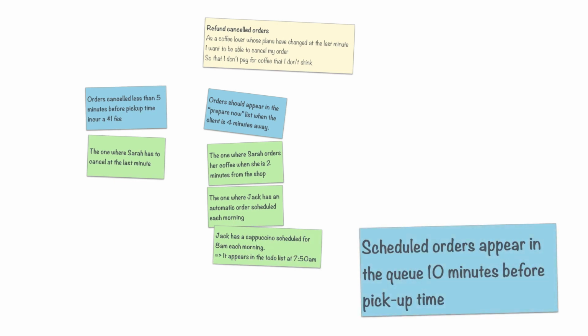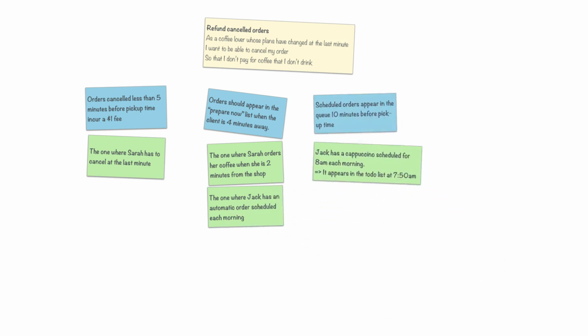And sometimes we discover new rules that we hadn't initially thought of. For example, the rule about scheduled orders. We hadn't thought about that before. Scheduled orders should appear in the queue 10 minutes before pickup time. Let's put that up the top. So you can see here this leads us to refactor our example map, and we can have several rules with examples underneath the rules. Sometimes we come across things that we don't know.